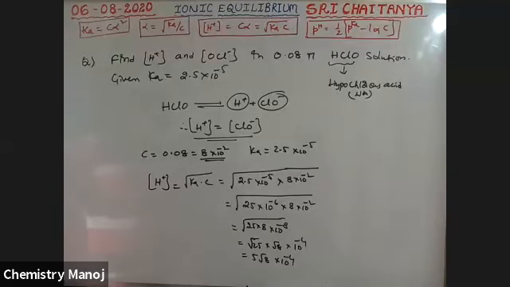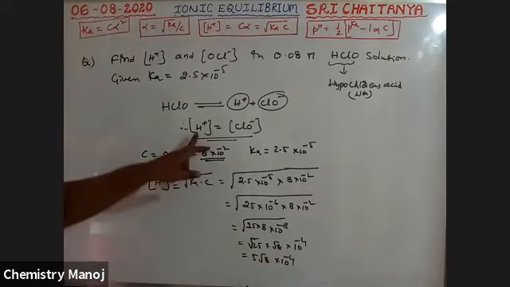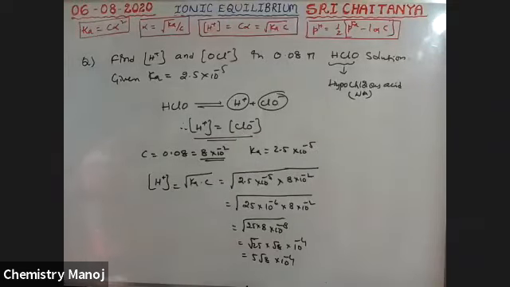25 5 root 8 into 10 power minus 2 minus 4. This is the answer, boys. So H plus concentration is equal to this much. H plus concentration is equal to ClO minus concentration. Okay, so this is the way to calculate.